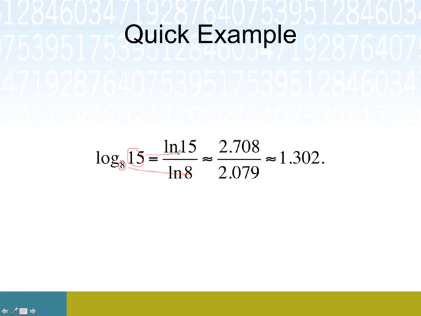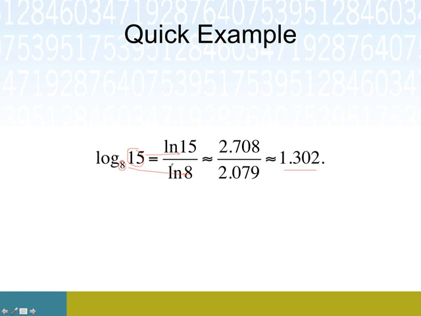So what you might notice in a calculator is that these two numbers, the top and the bottom, are very different from what you get if you look at different kinds of logs, like common log of 15 versus common log of 8. But once you divide them, you get the exact same answer. So it doesn't matter what kind of log we pick for numerator or denominator, as long as they're the same.